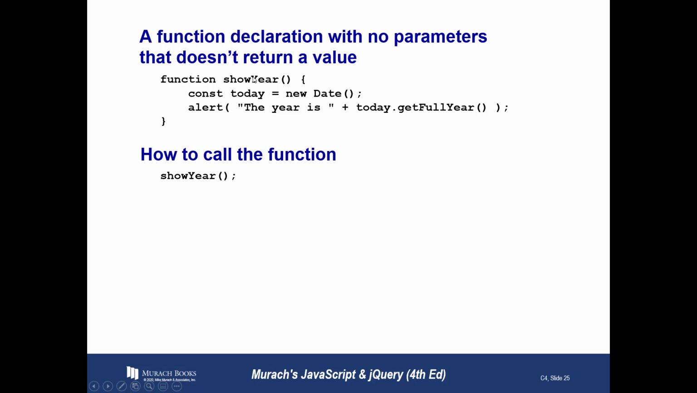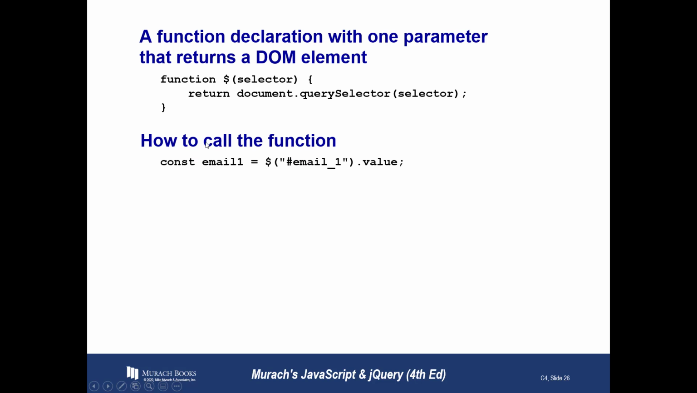Here's a function with no parameters. It's called showYear, which just grabs the year, and you've got to call it. Very similar to what I showed you. Here's a function that has a parameter. When we're calling this right here, this email1 gets passed into here, and that becomes selector. So rather than typing document.querySelector with email1, we only need the $ sign, email1. A little bit of a shortcut or an alias, whatever you want to call it.